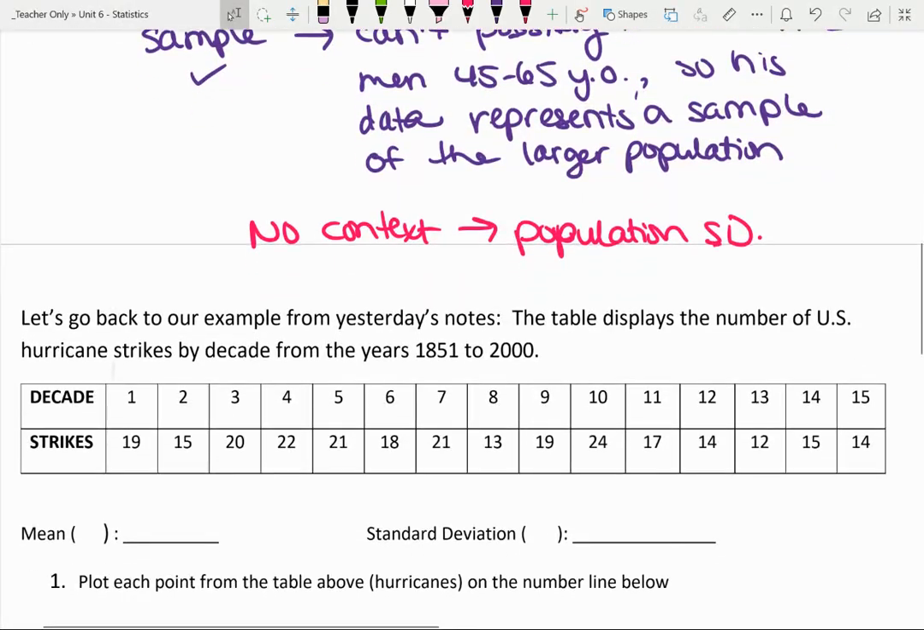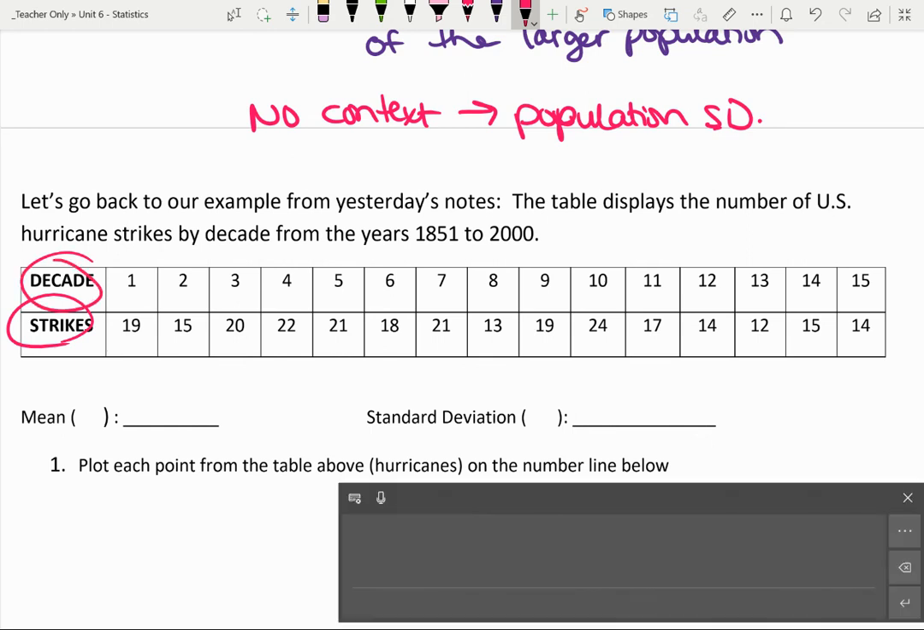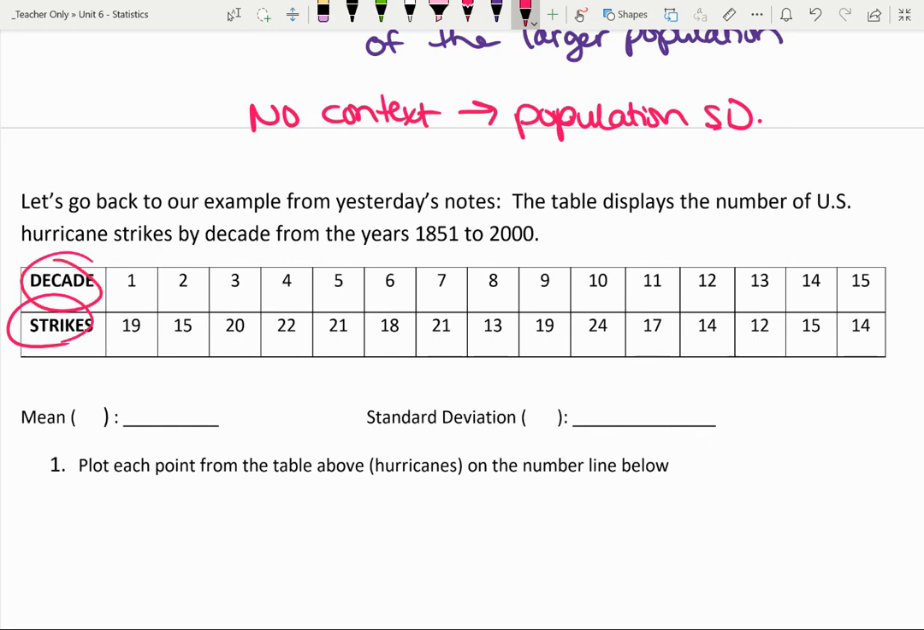So if we go back a little bit to yesterday's notes, yesterday we looked at this table that talked about the hurricane strikes over the course of decades from 1851 to 2000. And we calculated the mean, X bar, to be 17.6 hurricanes. And our standard deviation was a population standard deviation because we had all of the hurricane data. So lowercase sigma was equal to approximately 3.517.